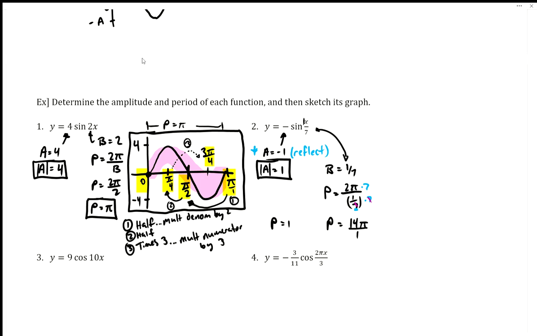But I'm going to go over here to the side. We usually don't need to show 1. So let's just say the period is 14 pi. Okay, so that's our information, our amplitude and our period. However, again, it's reflected.